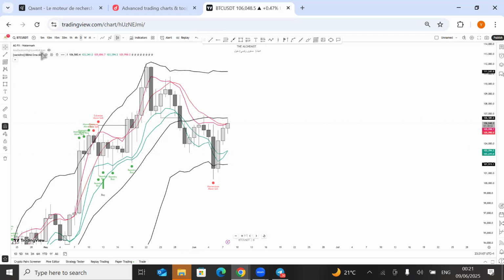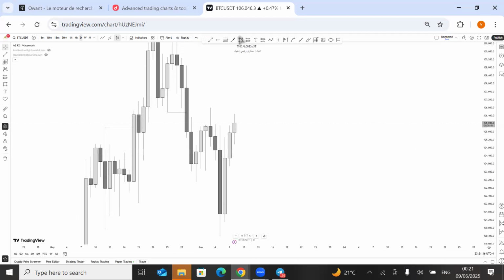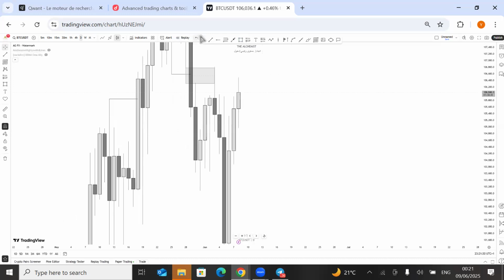So if we take this off, there was a fair value gap here. So there was a fair value gap here, and price tapped into the fair value gap. So what are we doing? We look out for our CRT. We have the CRT here. So how do we confirm the CRT? We want to see a break of structure inside the CRT, and that's how we confirm our entry.